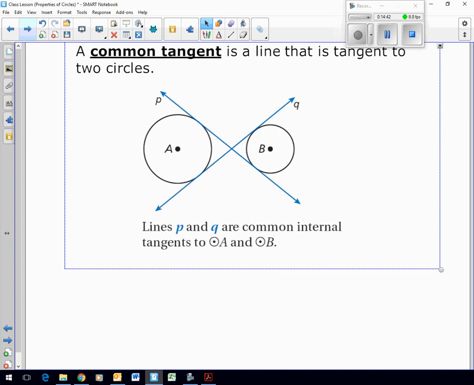Next slide, same thing. You don't have to rewrite it, just know. These are also common tangents, right? Same thing, it fits the definition. Line P is tangent to circles A and B. It hits different points, but it's still tangent to both of them, right? Line Q is tangent to A and B. Okay, you got me? So both of those are still common tangents. As long as it fits that definition, you're okay.